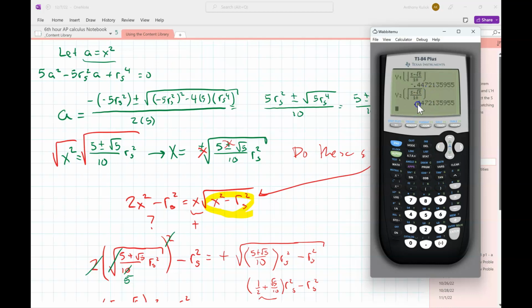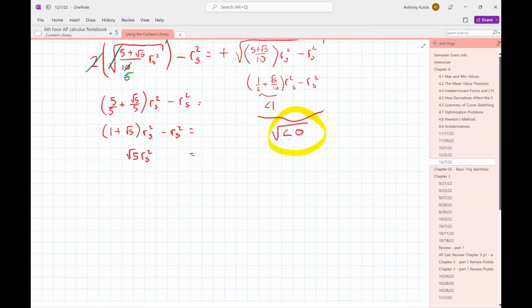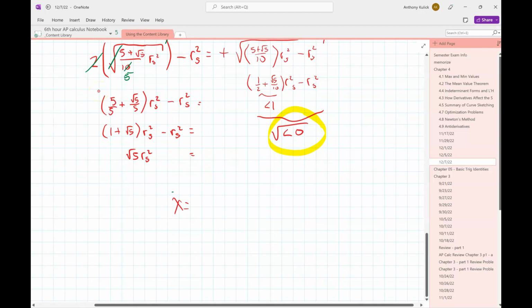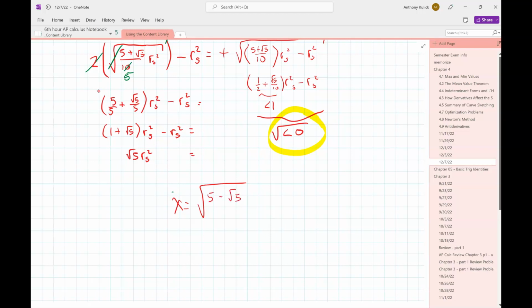Okay. Those ones are different. So I have a negative sign dropped somewhere then. All right, I'm going to stop here because we're just done. So here's what we got. We got that x equals the square root of 5 minus square root 5 over 10, and then times r. This is our critical value.